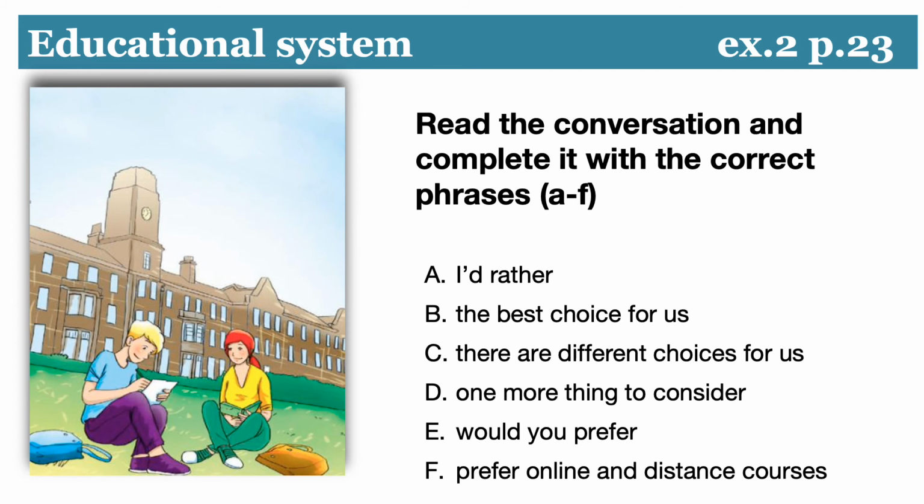B. The best choice for us. It's pretty easy. C. There are different choices for us. D. One more thing to consider. To consider means to think about. We use the word to consider when we speak about something maybe more complicated, something that is not easy to get from the beginning. So it's like one more thing to think about.